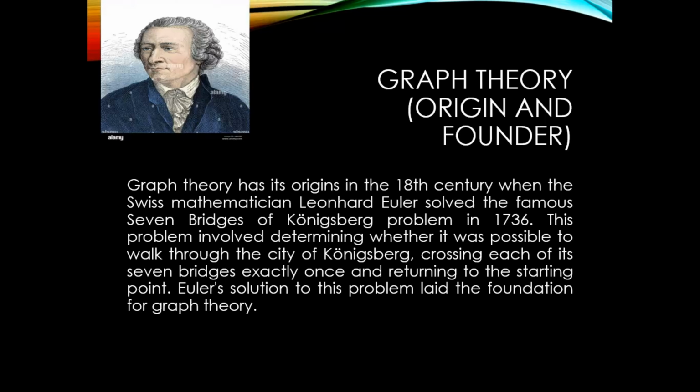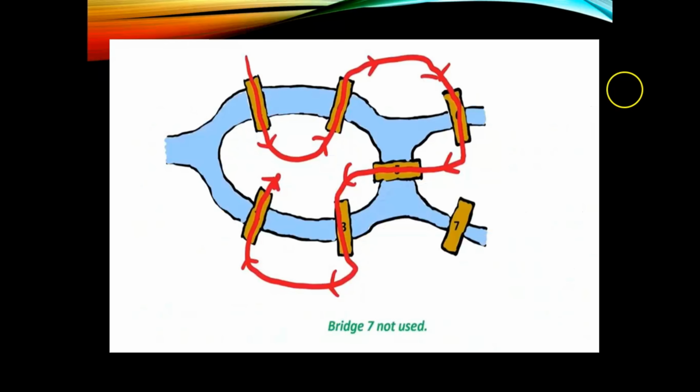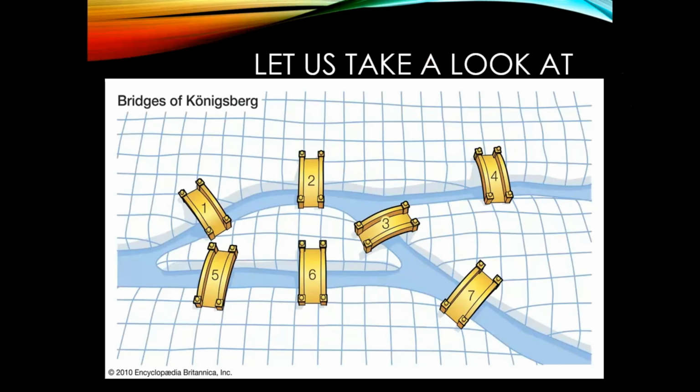The problem was posed in the city of Königsberg, which was divided by a river and connected by 7 bridges. The idea is the bridges. Now this is the picture of what we are trying to explain. This is what we call the bridges of Königsberg. We can see the bridges, how they are numbered, 1, 2, 3, 4, 5, 6, and 7. We can see the connections between the bridges.